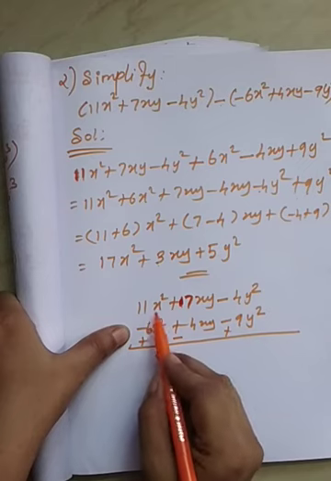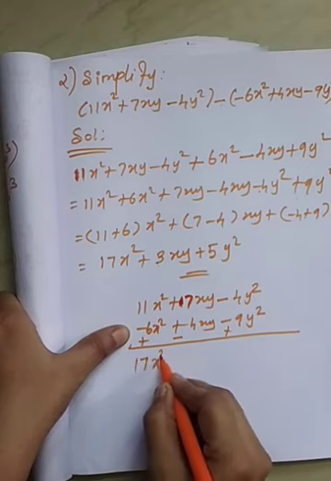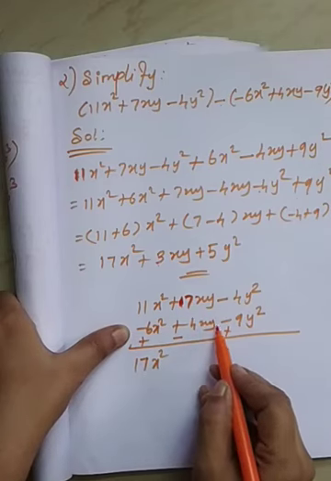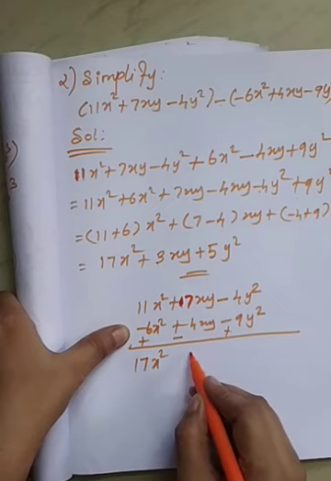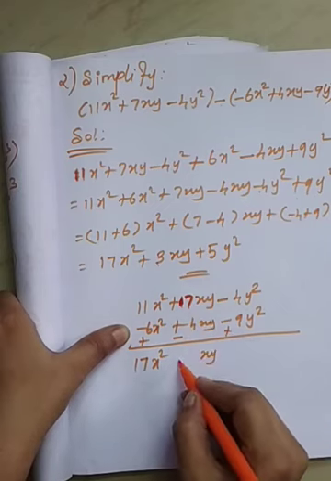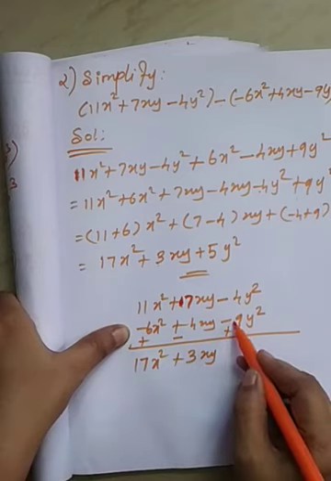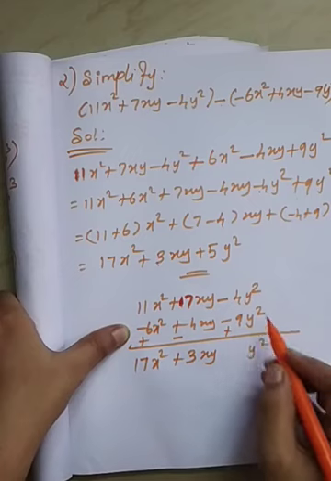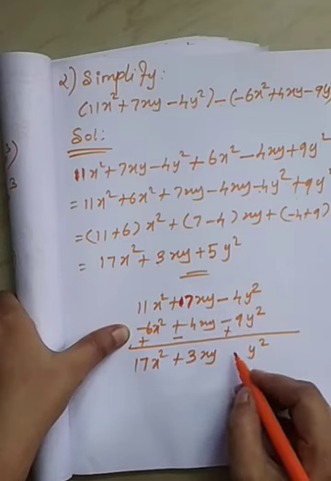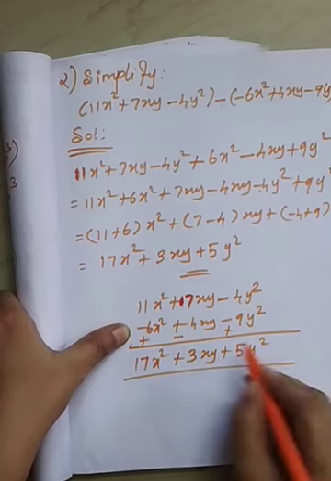Okay, what is 11x squared plus 6x squared? 17x squared. Next, see, 7xy minus 4xy, what is that? That means xy is the common, right? 7 minus 4. What is 7 minus 4? 3. Okay, here plus. Y squared, you have to put minus 4 plus 9. What is minus 4 plus 9? Plus 5.